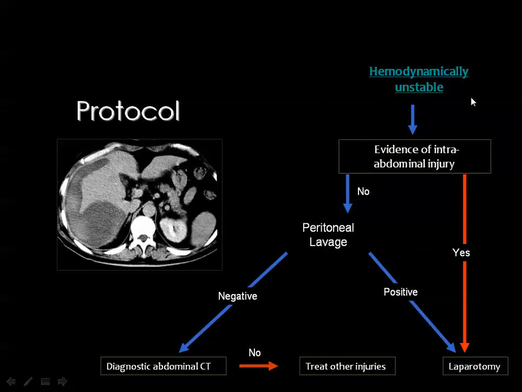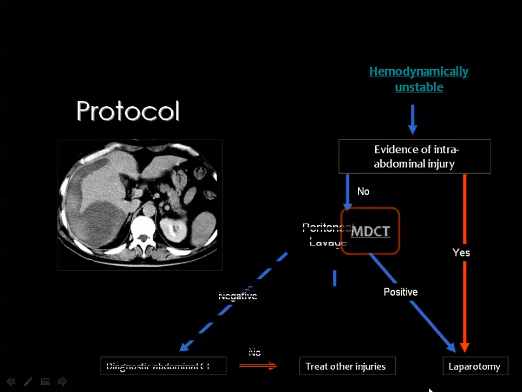And what to do if the patient is hemodynamically unstable and there is evidence of intra-abdominal injury on clinical examination? Many recommend to go direct for laparotomy and to deal with the injured organ. And in the previous days, if there is no evidence of abdominal injury on clinical examination of a patient who is hemodynamically unstable, they usually go to the diagnostic peritoneal lavage.